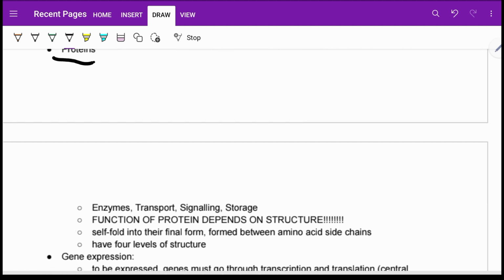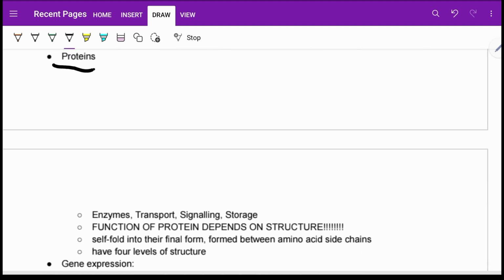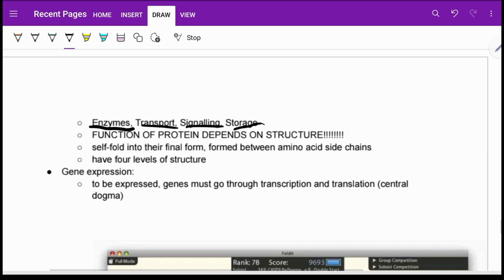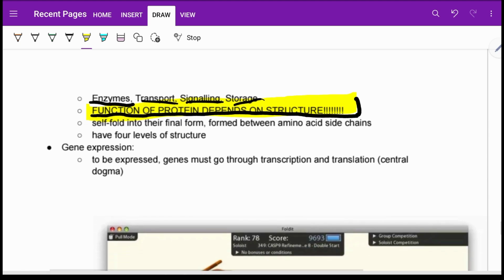What about proteins? Proteins are used in enzymes, transport, signaling, storage. They are super important. They are why we are alive. They are essential for literally everything. What a huge thing. Function of protein depends on structure. This is huge. I cannot emphasize how much this is used, but remember that. Function of the protein depends on the structure. If the structure changes, the function changes.